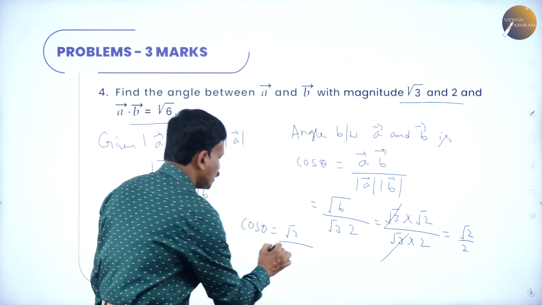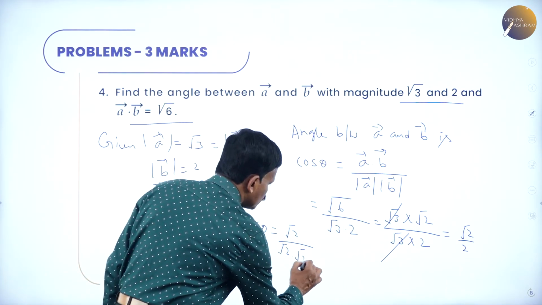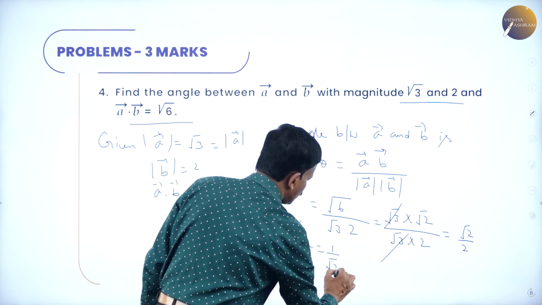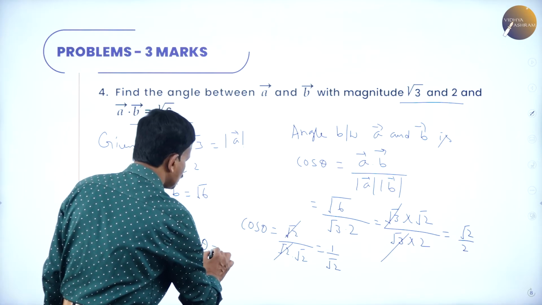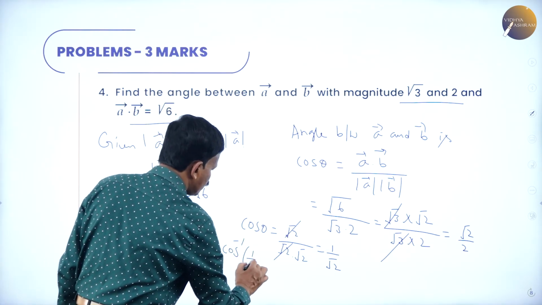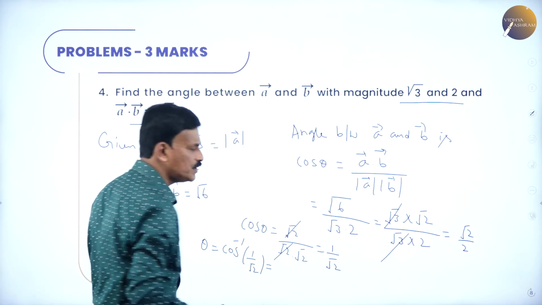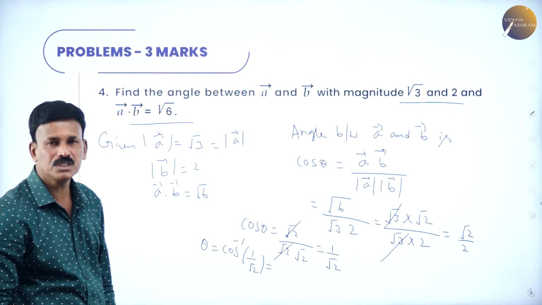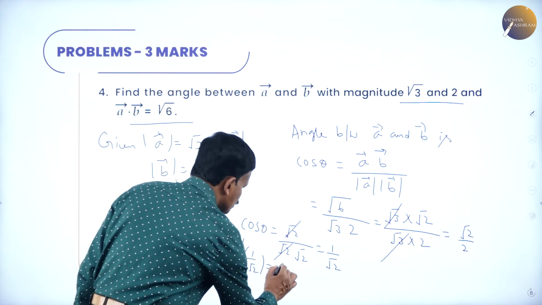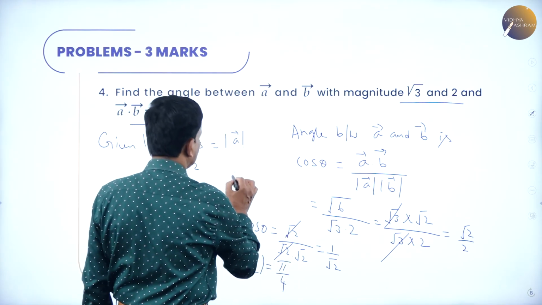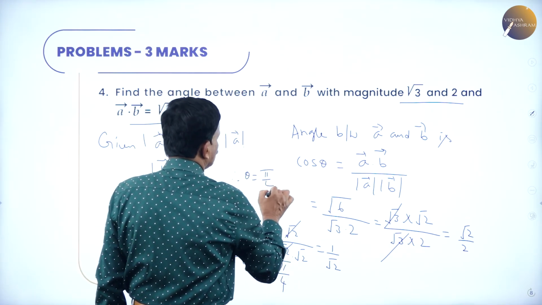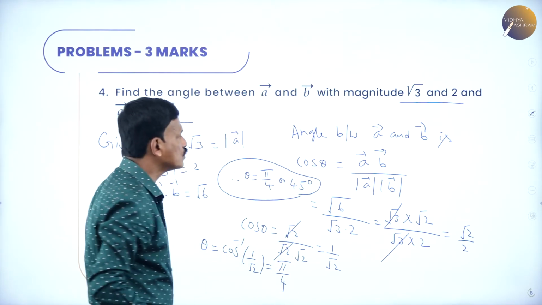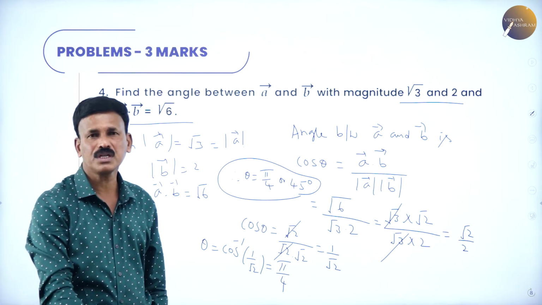2 can be written as root 2 into root 2. One root 2 gets cancelled, leaving 1 by root 2. So, theta is equal to cos inverse of 1 by root 2. What is the value of theta for which cos theta is 1 by root 2? Cos is 1 by root 2 for pi by 4, 45 degrees. So, therefore, theta is equal to pi by 4 or 45 degrees. The value of theta is 45 degrees or pi by 4 radians.